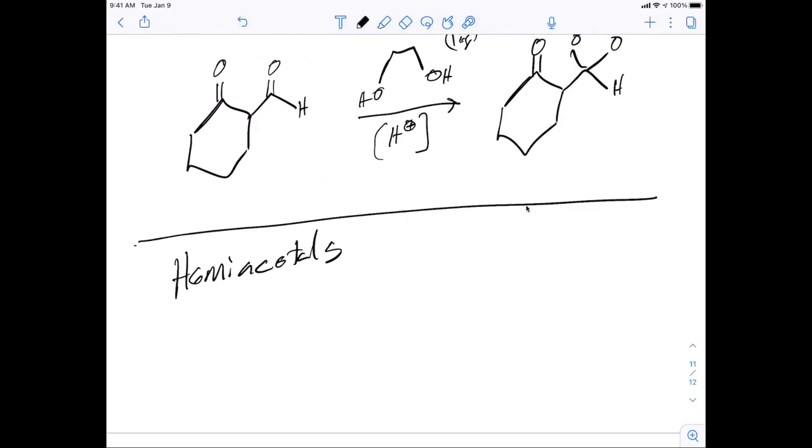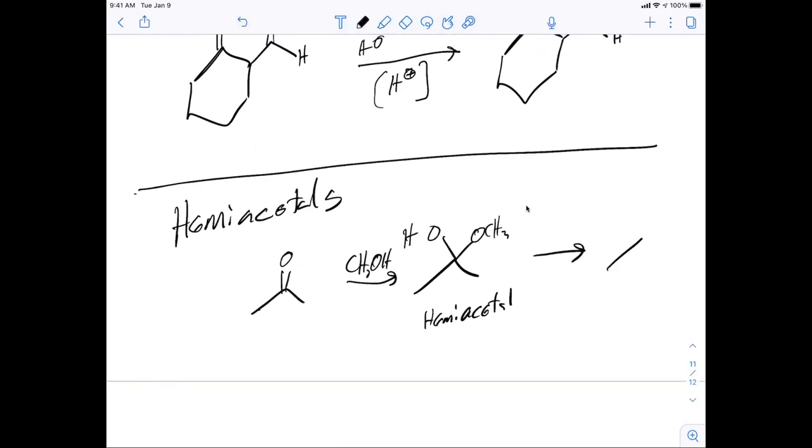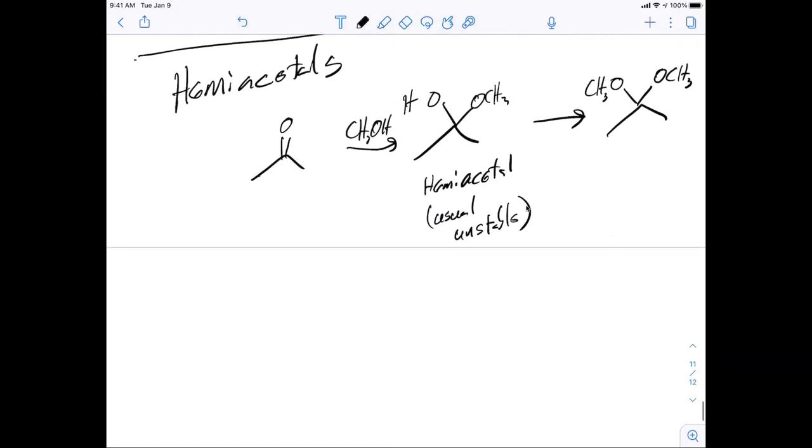So hemiacetals, like I said, usually if we have an excess, we go all the way to the product, but there are a few examples of stable hemiacetals. So if we take a carbonyl with one methanol, we end up with the hemiacetal. Right, and then in the second one, we end up with the acetal. And this one is usually unstable. But there are specific examples where it would be stable. One of those is cyclics.